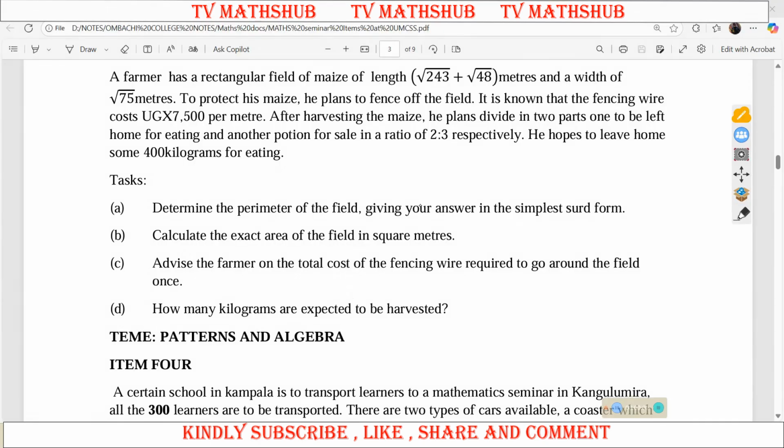Next, in part C, they are saying advise the farmer on the total cost of the fencing wire required to go around the field at once. So first of all, we know the cost per meter of the fencing wire. Now the next thing that we need is the perimeter of the land. The perimeter of the land will give us the total length of the wire that will be fenced along the piece of land.